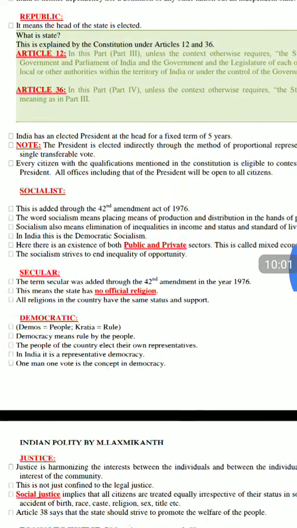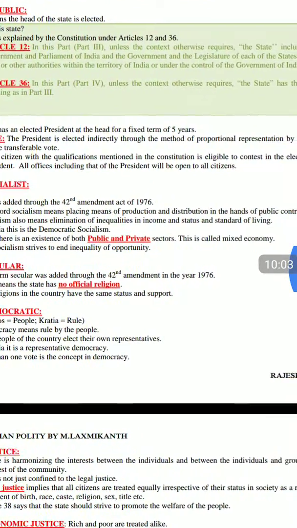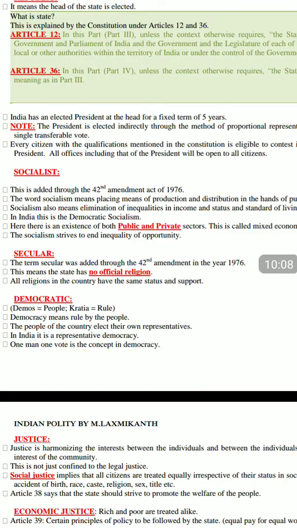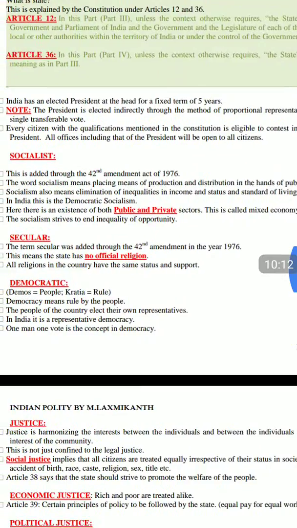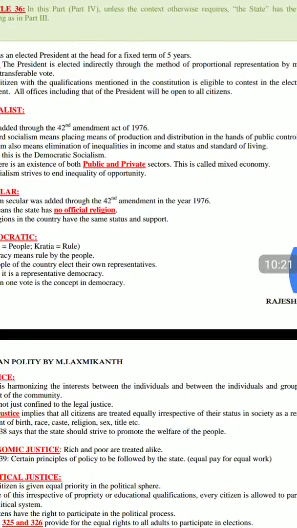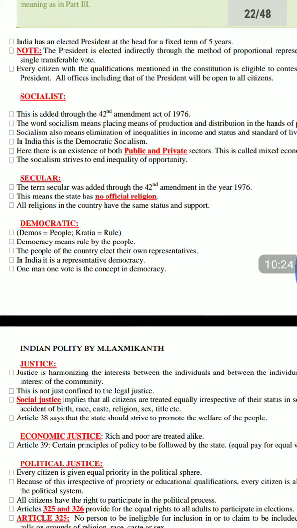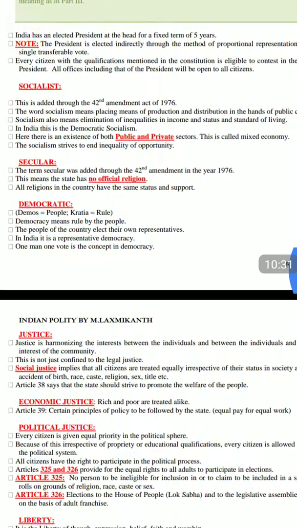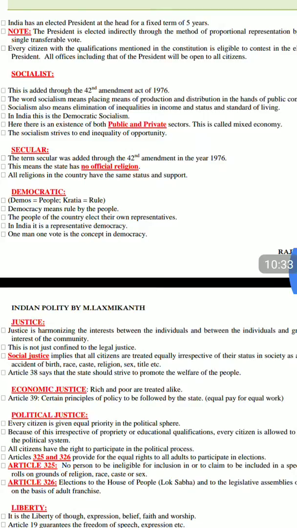The word socialism means placing the production and distribution of goods in the hands of public control. Socialism also means elimination of inequalities in income, status, and standard of living. In India, it is democratic socialism. Here there is an existence of both public and private sectors. This is called a mixed economy. Socialism strives to end inequalities with equal opportunity.